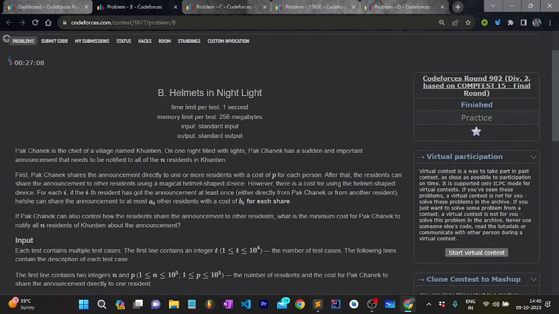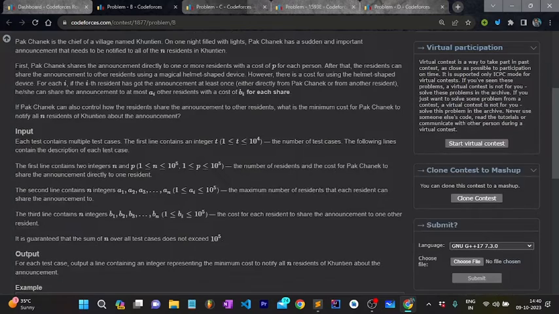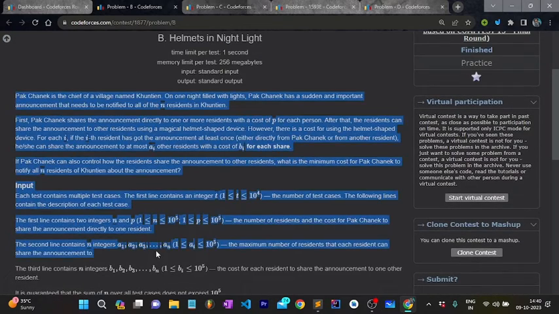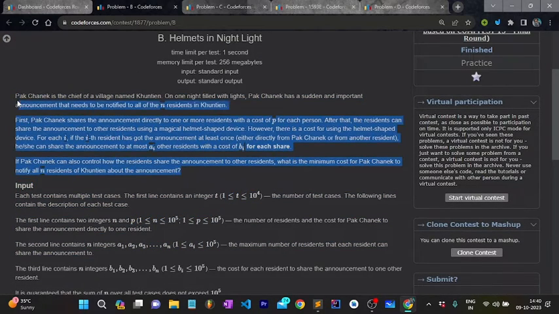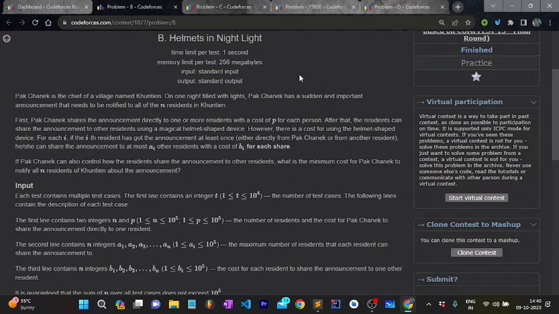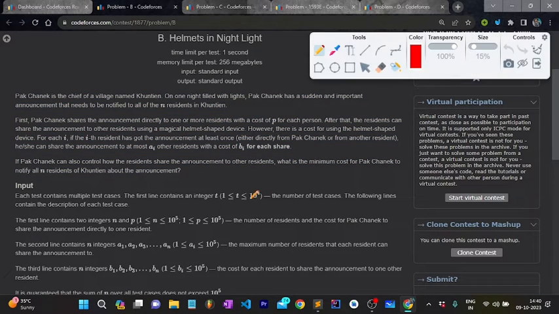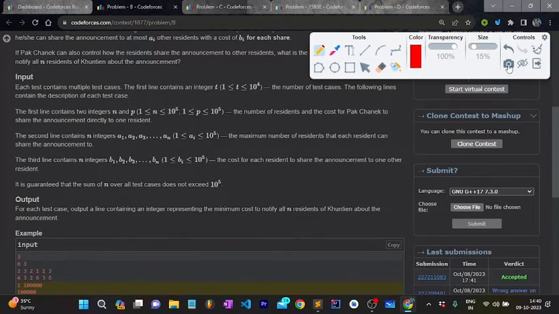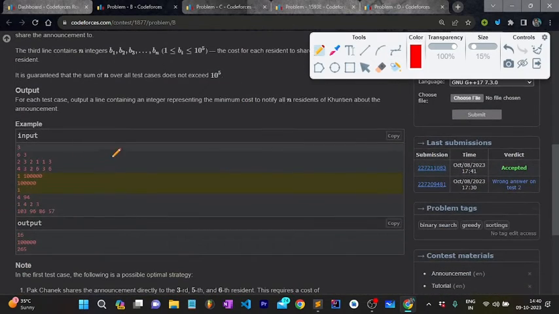In this video, I'll be discussing problem B of the last Codeforces round, which is 8902 Div 2. I hope everyone has gone through the problem statement and understood what it is saying. Let me briefly explain the problem statement. Here you have been given two arrays. This is the first array and this is the second array.